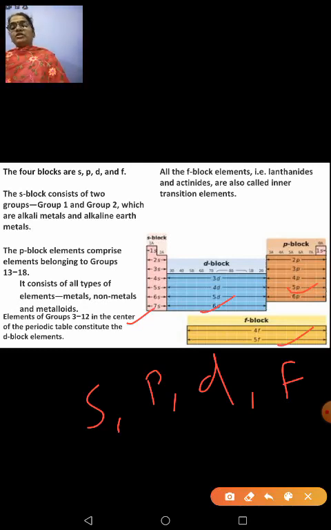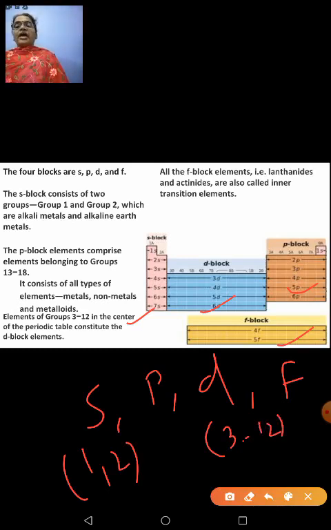Understood? But here you should remember, under S block, group number 1 and 2 will come. Under D block, you will have group number 3 to 12. And your P block will have group number 13 to 18. And your F block consists of lanthanide and actinide series. You should remember that.